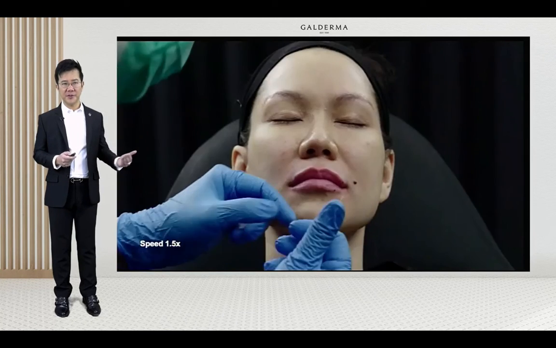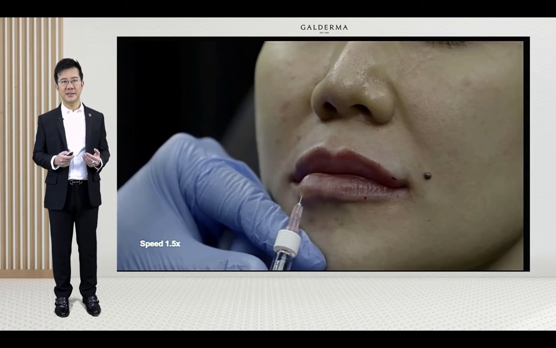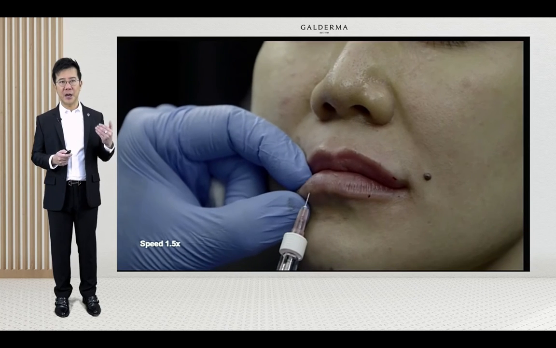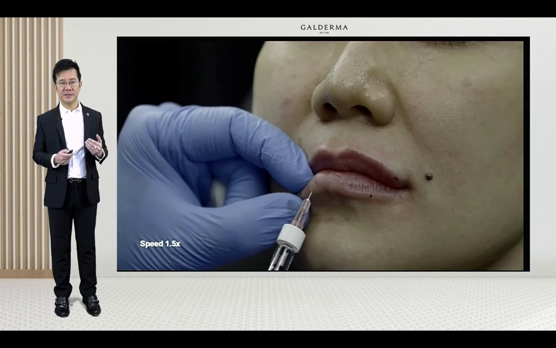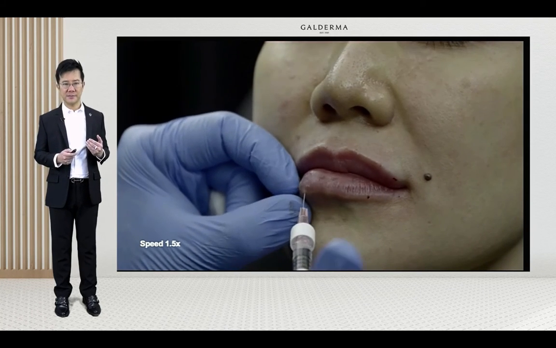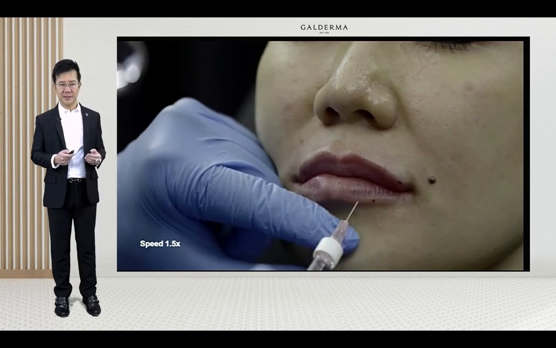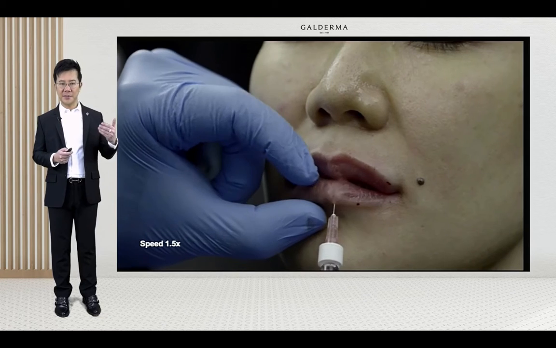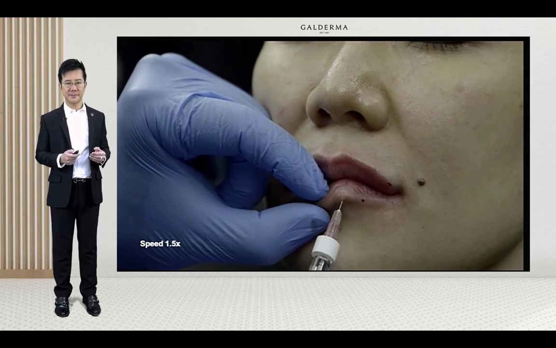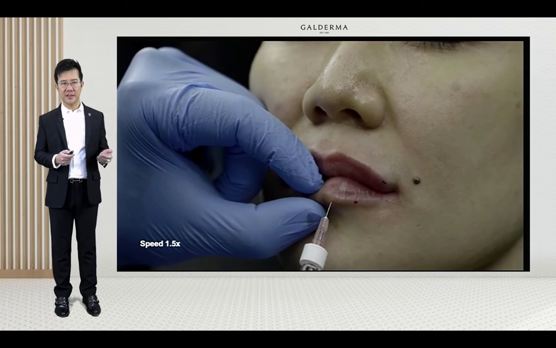Same technique, superficially, and create a medial bulge with subcutaneous injections. Do not go beyond the wet-dry limit. Otherwise, that means you go too deep. You can see I go superficially.